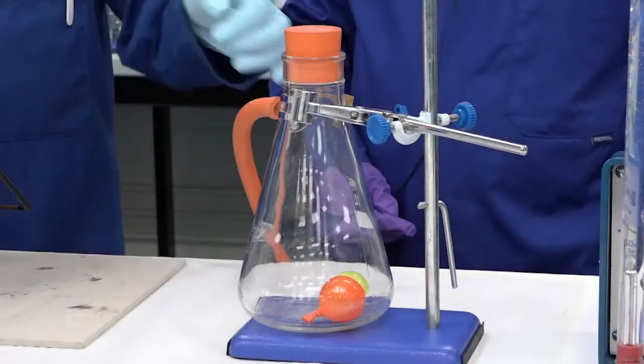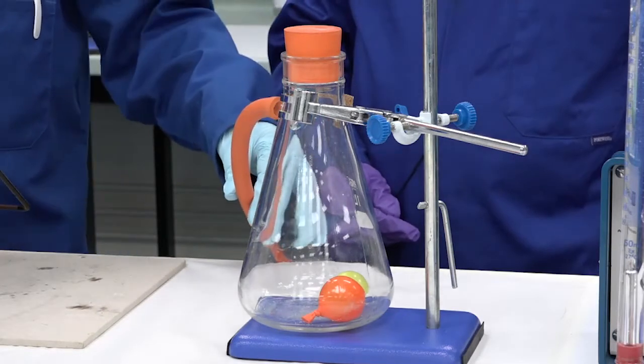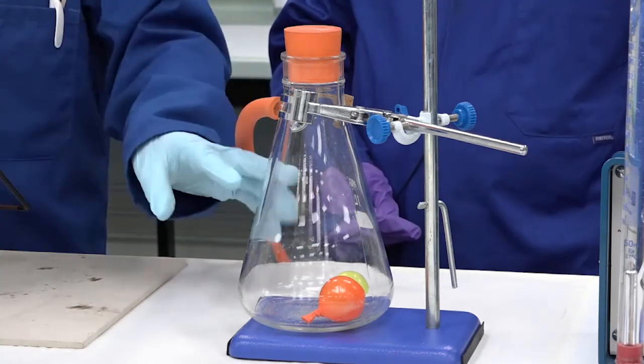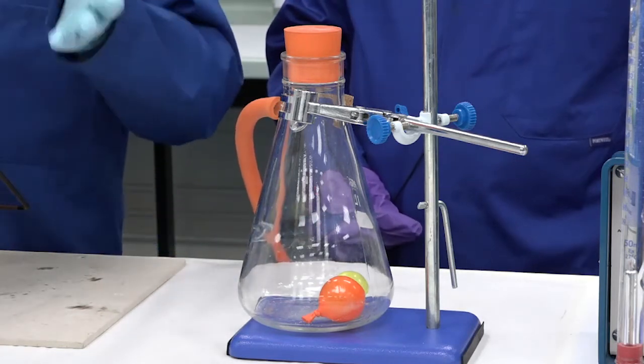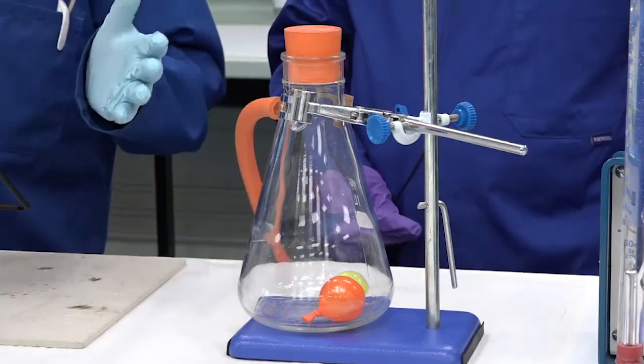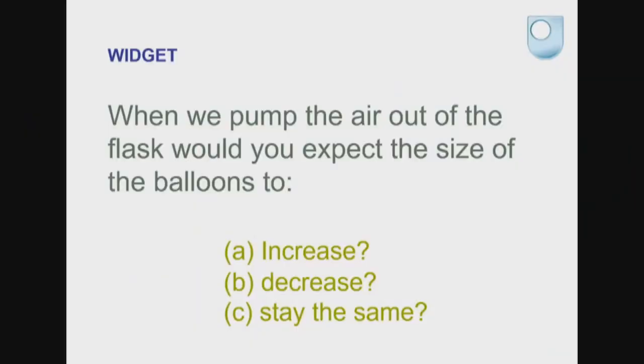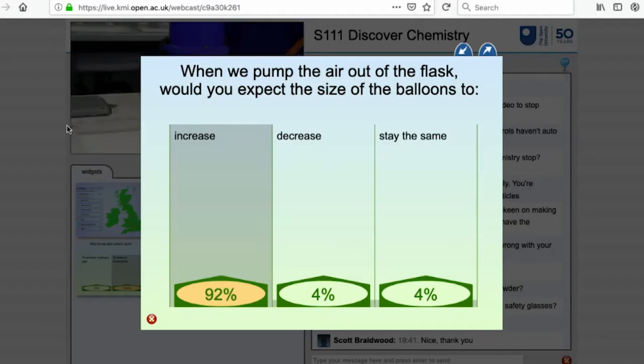The experiment is this. We're going to suck the air out of the flask, form a partial vacuum. In other words, reduce the pressure that is around the gas in the balloons. And the question we're going to ask you in the widget, which should appear at any second, there we go. When we pump the gas out of the flask, would you expect the size of the balloons to increase, decrease, or stay the same?